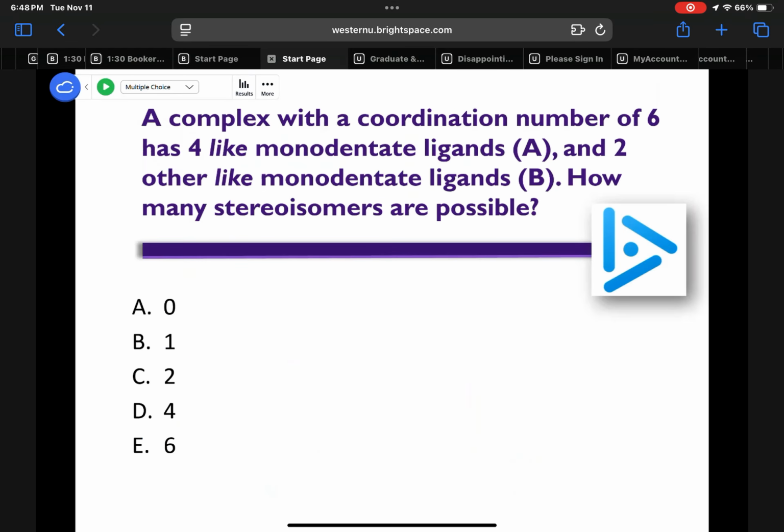But is it possible to have isomers in different cases? I'd like you to chat with the person beside you. Imagine you had a coordination complex. It has 6 donor atoms. They're all monodentate ligands. 4 of them are alike, and 2 of them are alike. How many stereoisomers can you come up with? This question is a whole lot easier if you have your model kit with you. You can do it from your mind, but you can also prove to yourself tonight what the answer is. So chat with the person beside you and submit your answer.